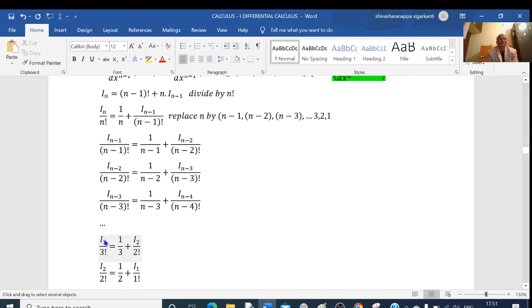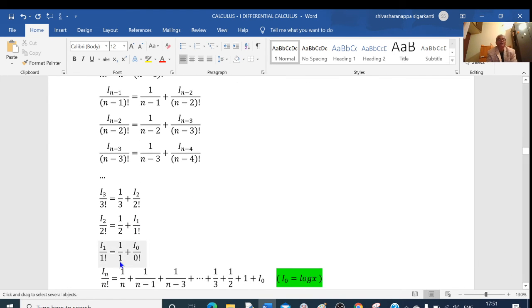I am getting I_3 by 3 factorial equal to 1 by n. So that I am putting n is equal to 3 here: 1 by 3 plus I_2 by 2 factorial. And replacing n by 2, I am getting I_2 by 2 factorial equal to 1 by 2 plus I_1 by 1 factorial. And finally, replacing n by 1, I_1 by 1 factorial equal to 1 by 1 plus I_0 by 0 factorial. 0 factorial is equal to 1.